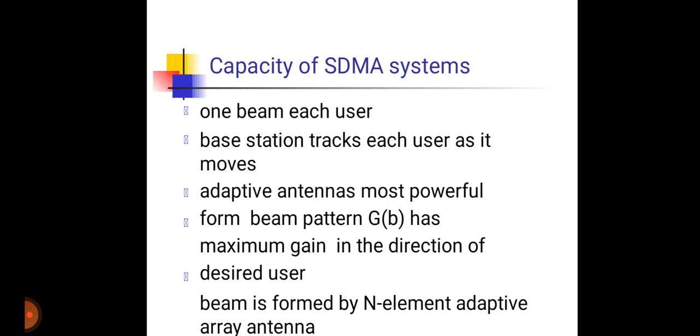Now, what is the capacity of an SDMA system? One beam for each user. The base station tracks each user as it moves. Also, adaptive antennas are most powerful. They form a beam pattern G_b that has maximum gain in the direction of the desired user. The beam is formed by an n-element adaptive array antenna.